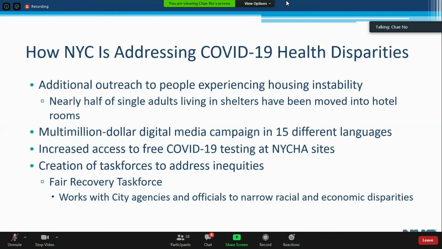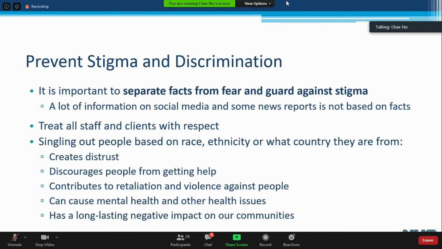And what the city is doing right now is that we're reaching out to people who are experiencing housing instability. So nearly half of single adults living in shelters have been moved into hotel rooms for the time being. We're also pushing out media campaigns in 15 different languages for people who may be limited English proficient. We also increased testing capabilities at NYCHA sites. And the mayor created a Fair Recovery Task Force to address inequities in our economic situations.